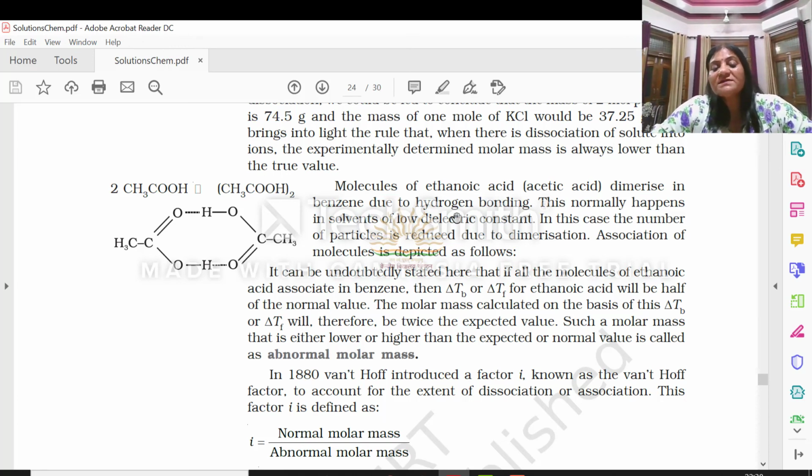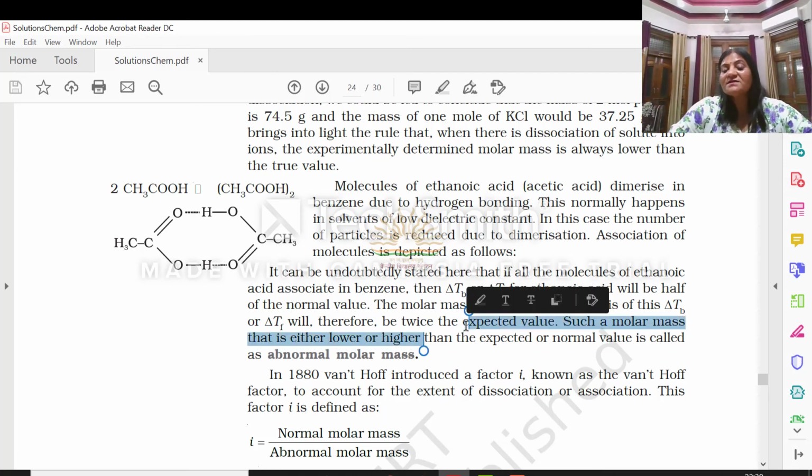This normally happens in solvents of low dielectric constant. In this case, the number of particles is reduced due to dimerization. Association of molecules is depicted as follows. It can be undoubtedly stated here that if all the molecules of ethanoic acid associate in benzene, then delta Tb or delta Tf for ethanoic acid will be half of the normal value. The molar mass calculated on the basis of this delta Tb or delta Tf will therefore be twice the expected value.